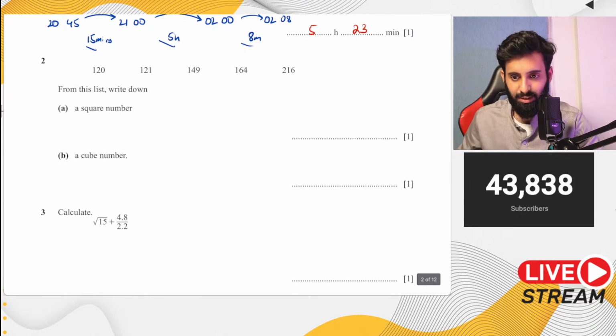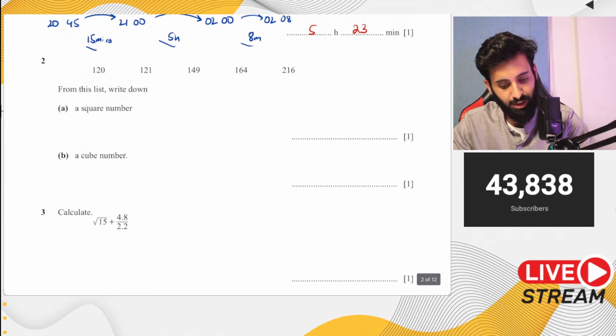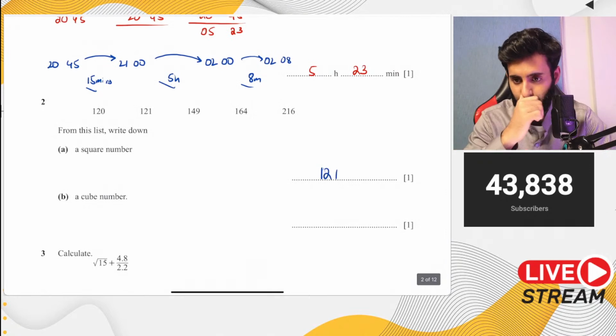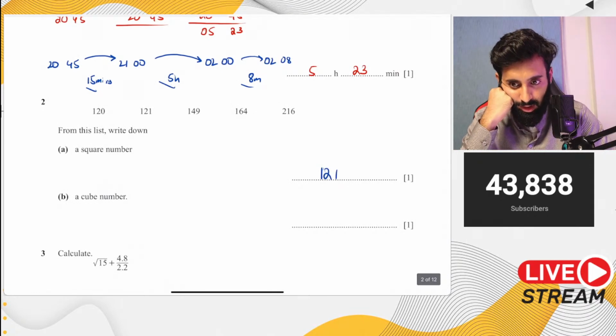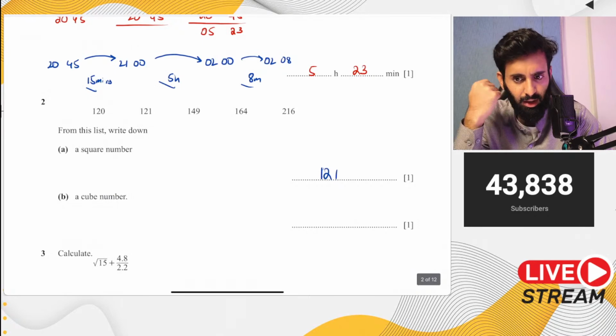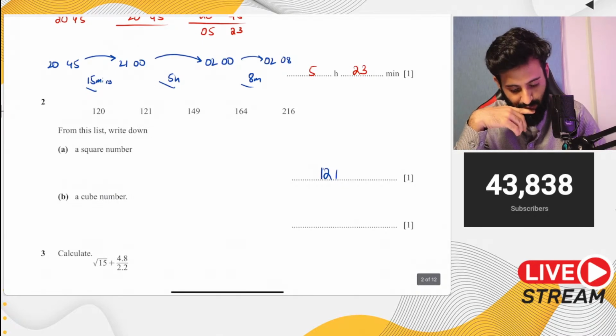121 is the correct answer. So there you go. 121 is the correct answer. What about a cube number? A cube number, let me see. 120 is not a cube. 216? Is that the correct answer? Yeah, 216 is the correct answer.